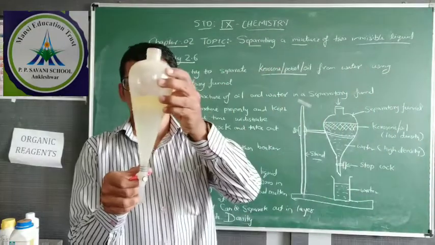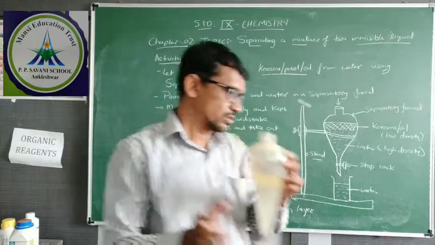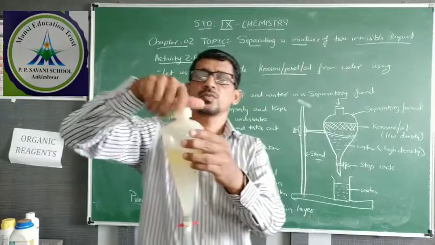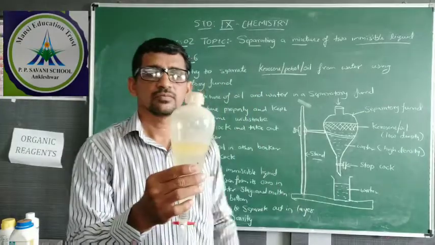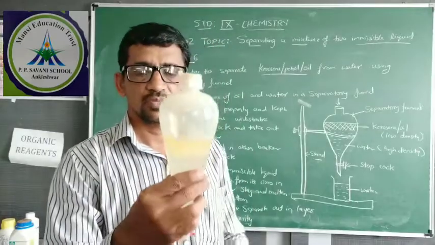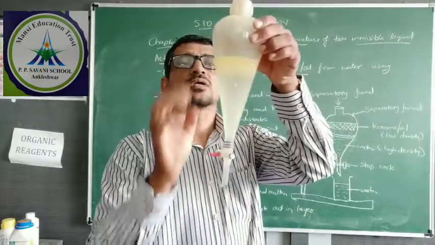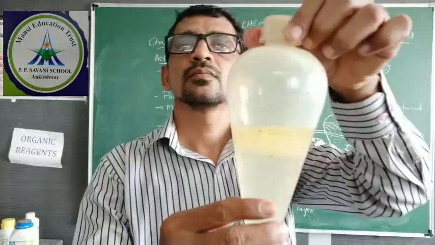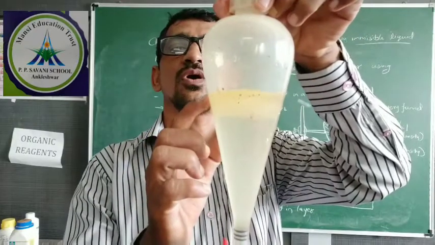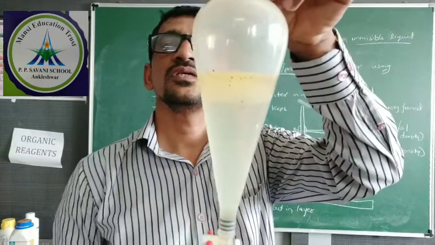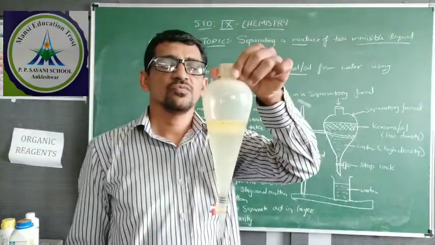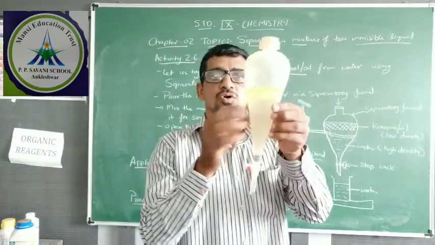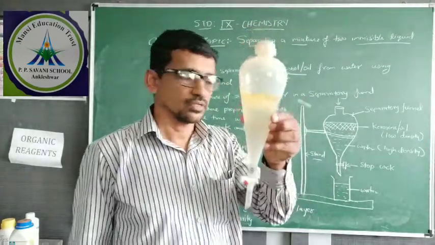So take this mixture and add it to the separatory funnel. Close the lower knob, close the cap, and wait for 5 to 10 minutes so that it settles. Here you can see two layers appear. The upper layer is the oil layer and the lower layer is the water layer. Wait for some time and then we separate the lower water layer by opening the knob into the beaker.